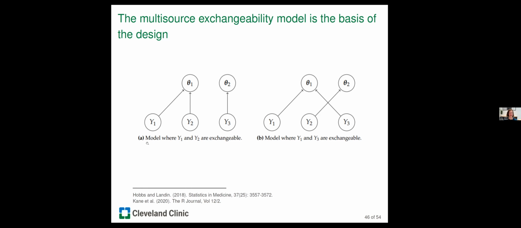So in this little schema here, where we have 3 baskets indicated by these 3 Ys, this is just showing that 2 of the possible pairwise exchangeability relationships would be if Y1 and Y2 were exchangeable, but Y3 was separate, or maybe Y1 and Y3 are exchangeable and Y2 is separate, and so on and so forth. And what the methodology does is it estimates all of those possible pairwise exchangeability configurations and identifies the one that has the maximum posterior probability.